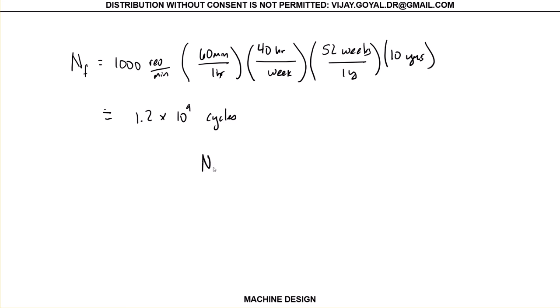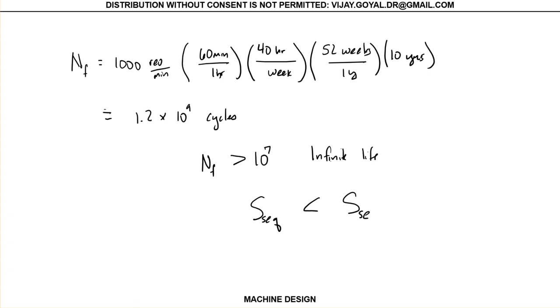Know that your required life is bigger than 10 to the 7. That means it has to be infinite life. Okay, so that means that in your problem, your equivalent fatigue stress has to be less than your endurance strength as well.